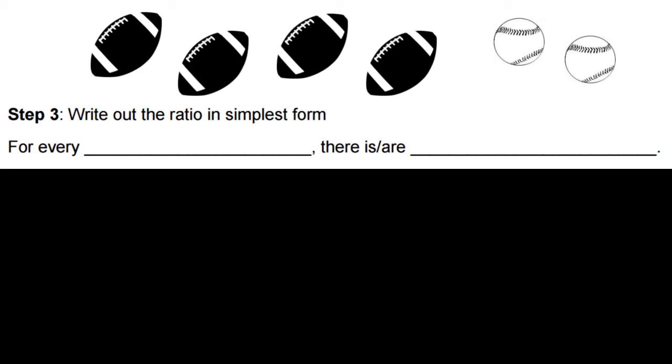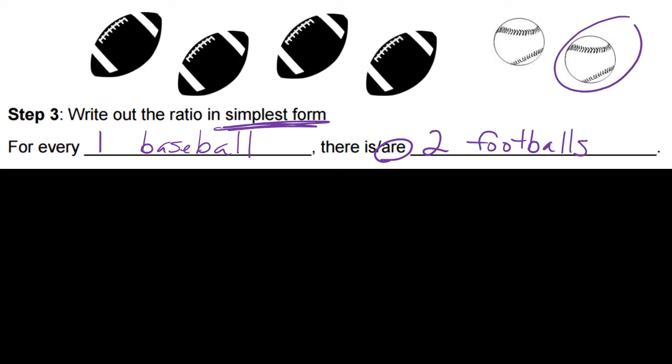In step 3, we're going to write this out as a sentence. And so for our sentence, I'm going to use the simplest form. You can use any one of the quantities here. I'm going to use the ratio of baseballs to footballs just for my ratio sentence. So my ratio sentence, I can say for every 1 baseball, there are 2 footballs. So just writing it out as a ratio sentence.